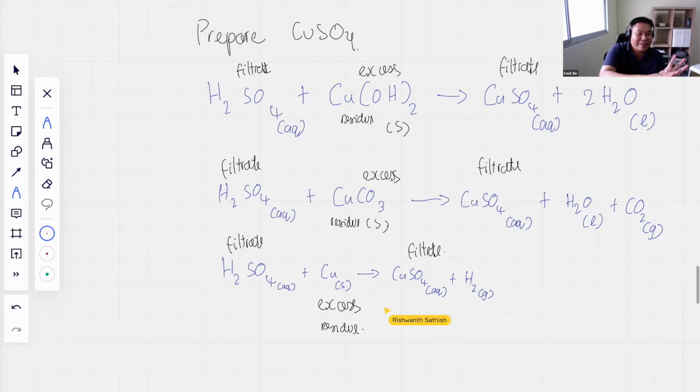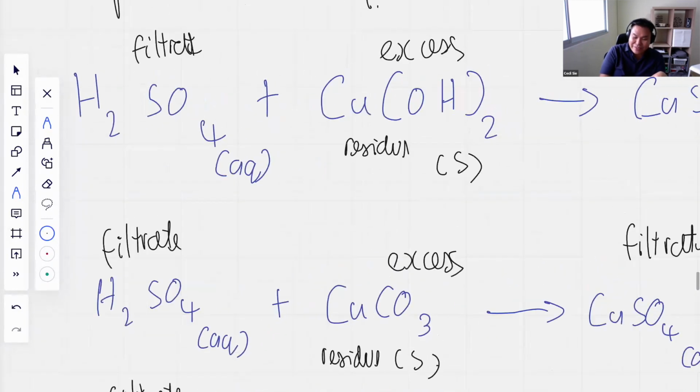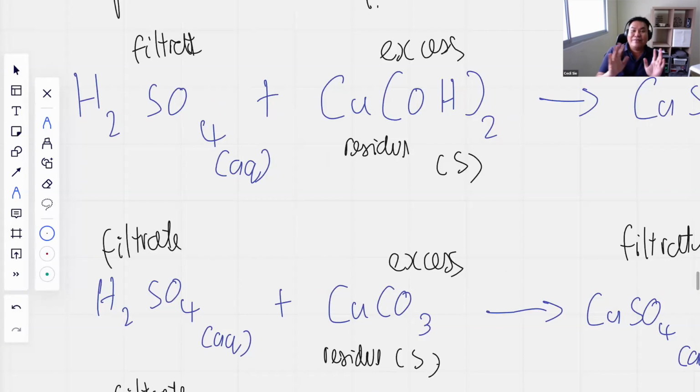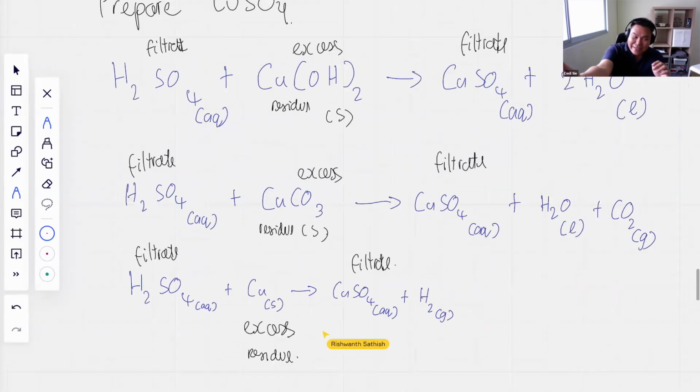There are two compounds. The instruction is for you to produce pure copper sulfate. But when you give it to the examiner, the compound that you have is a mixture of sulfuric acid and copper sulfate. This is a problem if you put H2SO4 in excess. But since we are using the Cu(OH)2 in excess, then we don't have a problem, because the H2SO4 will all get reacted. Then no more H2SO4, and you can get pure copper sulfate.